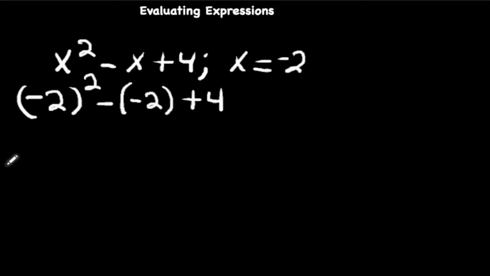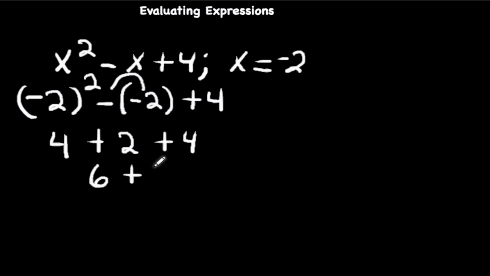So now let's continue on. Negative 2 times negative 2 is a positive 4. And then a negative of a negative is a positive. So that's positive 2 plus 4. 4 plus 2 is 6. Plus 4 is equal to the sum of 10.